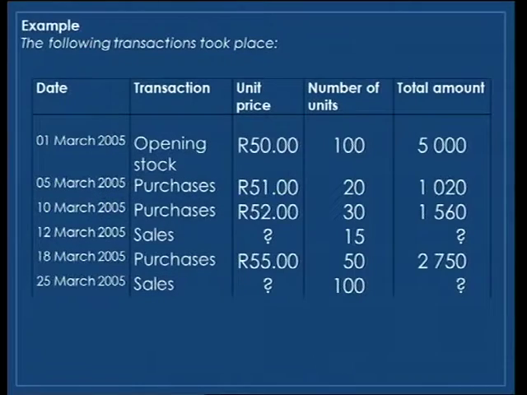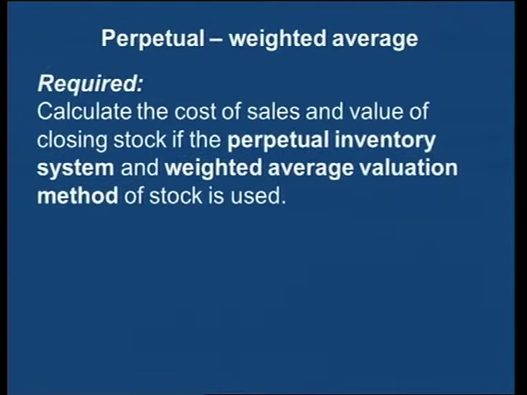Okay. Another example. Exactly the same example we used last time for first in, first out, but this time let's make it applicable for weighted average. Okay, so let's say the question is, calculate the cost of sales and the value of closing stock if the perpetual inventory system is used and the weighted average.